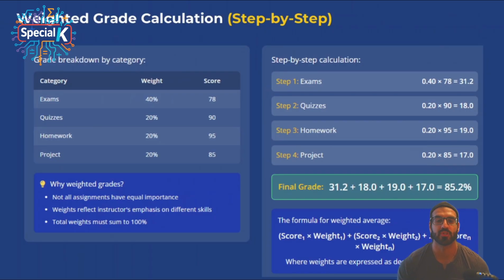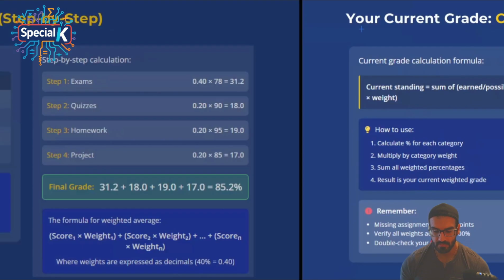So step one, what I do have for exam, I got 78, that's good. 78 times 40% gives you a number, 31.2. I do have quizzes, 0.2 times 90. I do have homework, 0.2 times 95, project, do the same. Add all of those values, and 85.2% would be your final point, or your final number. Still, this number is between 0 and 100%, the only thing that has changed is that each of those subjects that you got points for actually have different weights.